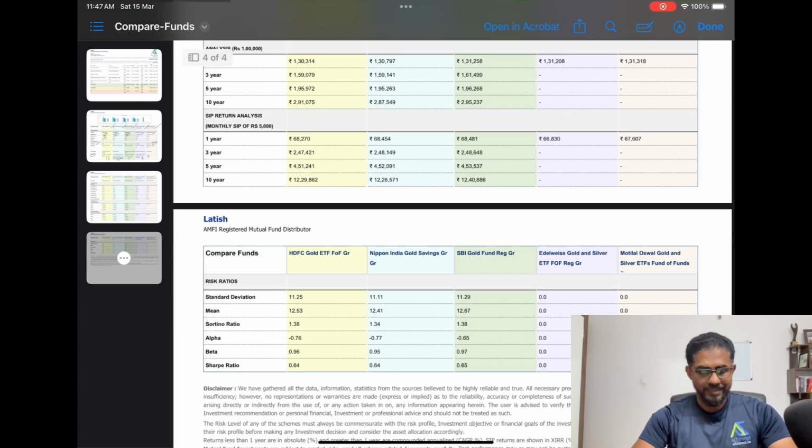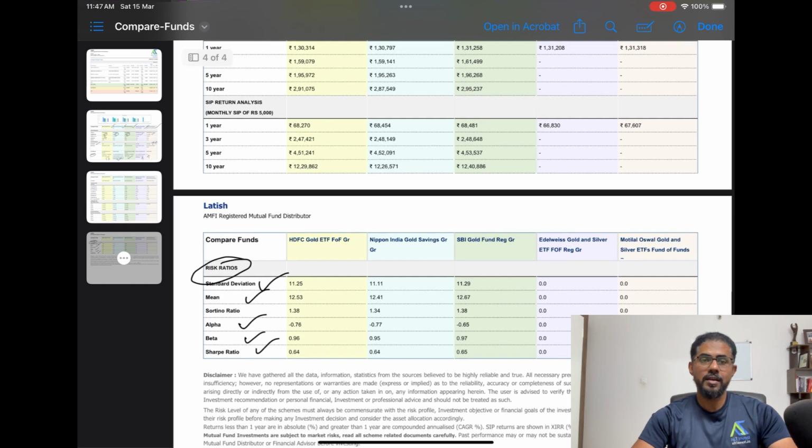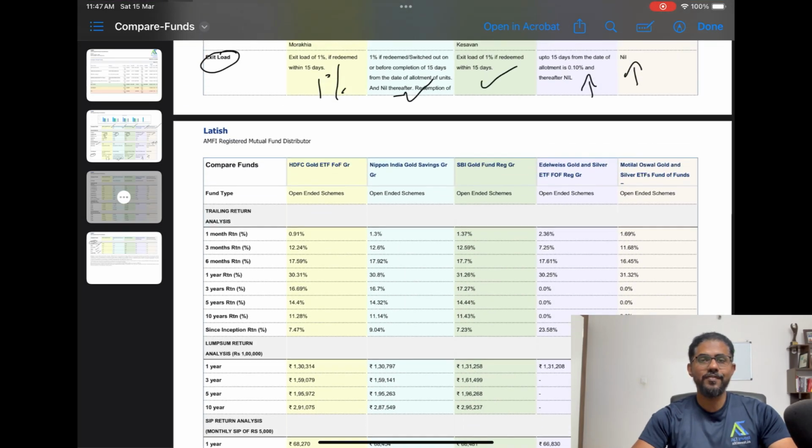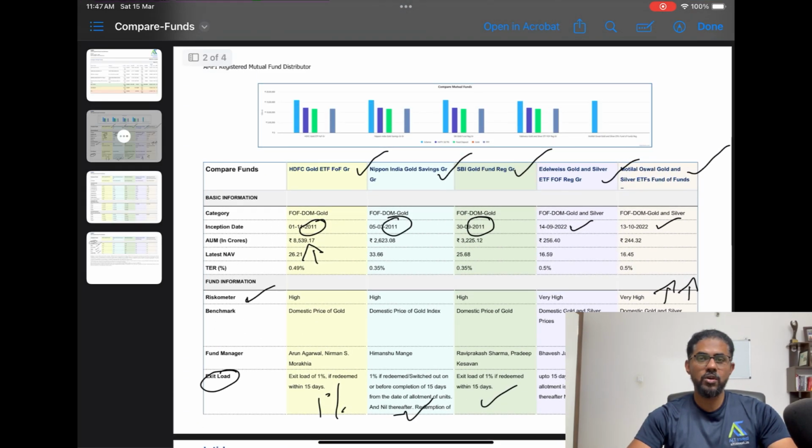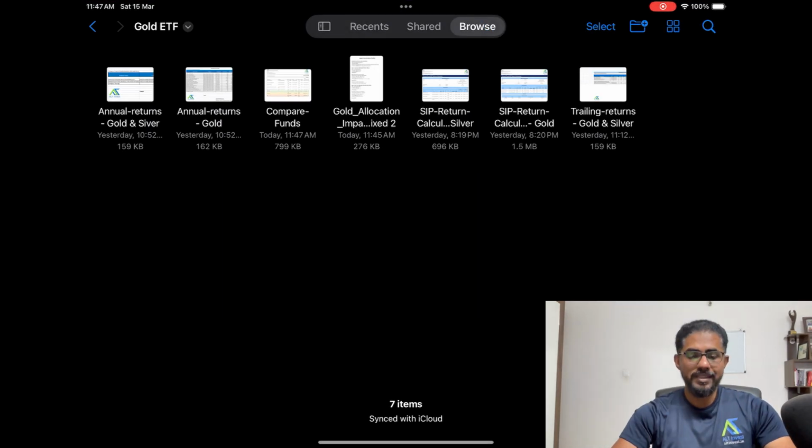These are some of the risk ratios which you should be aware of: the standard deviation, the mean, the alpha, the beta and the Sharpe ratio. You can pause the video and look at how they have performed in comparison to their benchmarks. This is critical to understand if you're looking to see any difference in the overall performance of physical gold compared to the ETFs. Now let's look at the SIP returns.